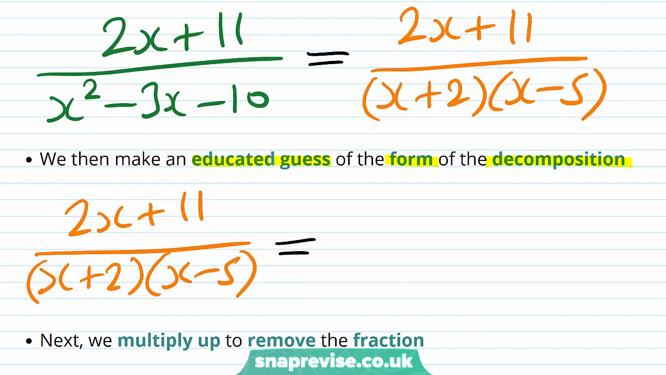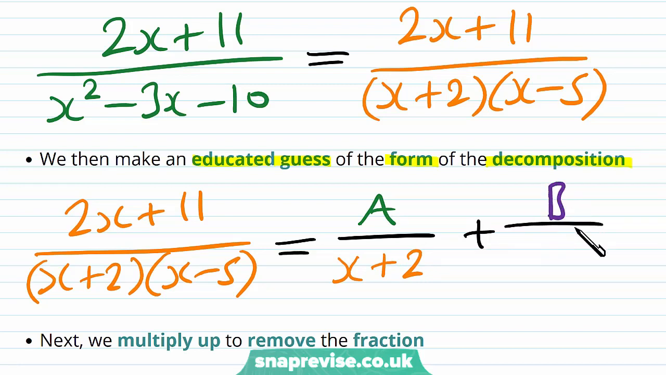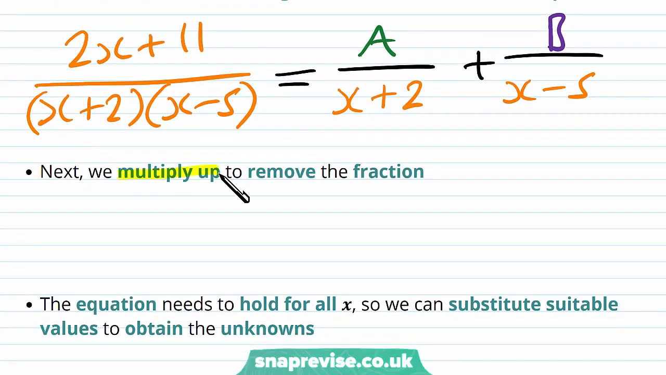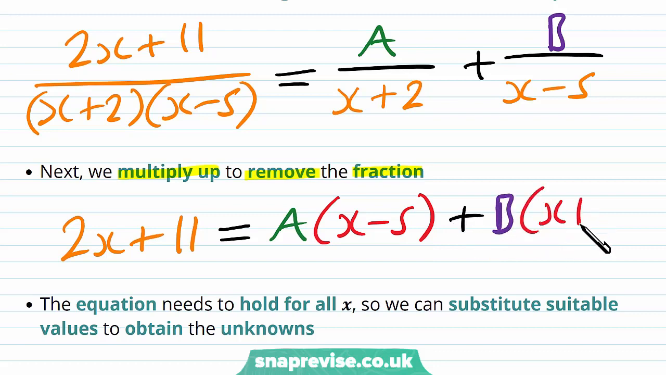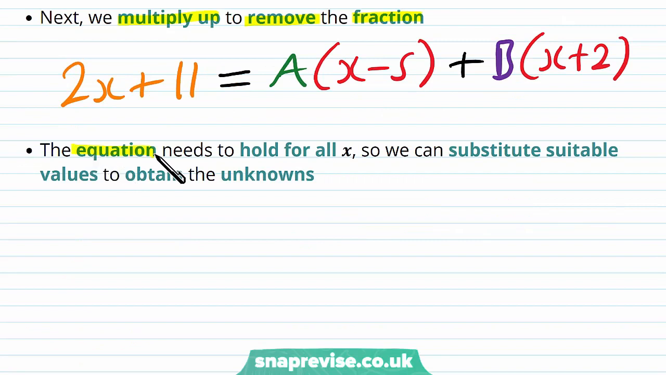We're going to guess that it has the form a divided by the first factor on the denominator and then plus b divided by the second factor on the denominator. Next we multiply up to remove the fraction. The left hand side becomes 2x plus 11, the right hand side becomes a times x minus 5 plus b times x plus 2. Now the equation needs to hold for all x, so we can substitute suitable values to obtain the unknowns.